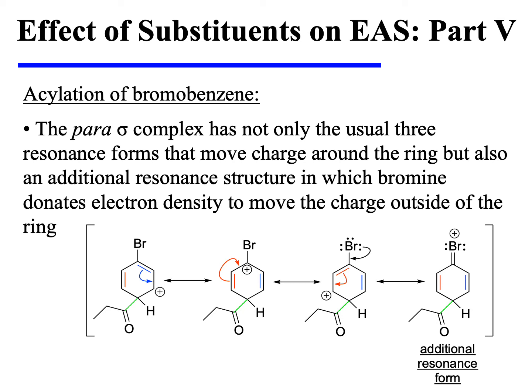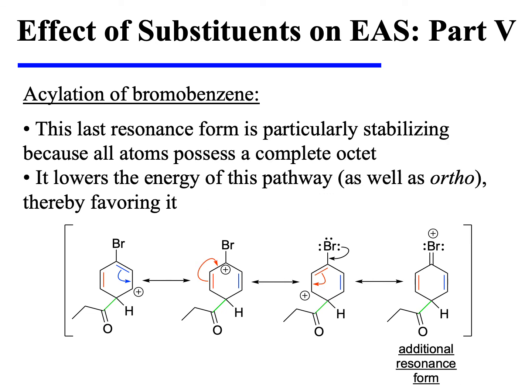The para-sigma complex has not only the usual three resonance forms that move the charge around the ring, but also an additional resonance structure in which bromine donates electron density to move the charge outside of the ring. This last resonance structure is especially stabilizing because all atoms possess a complete octet. It therefore lowers the energy of this pathway, thereby favoring it.